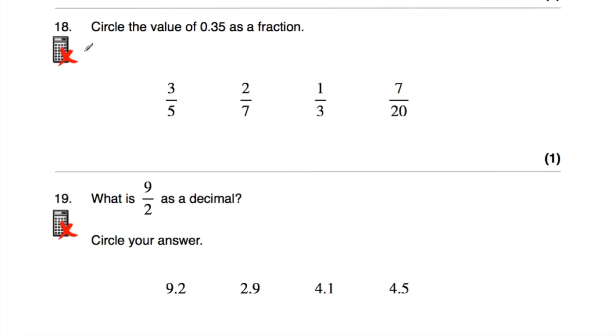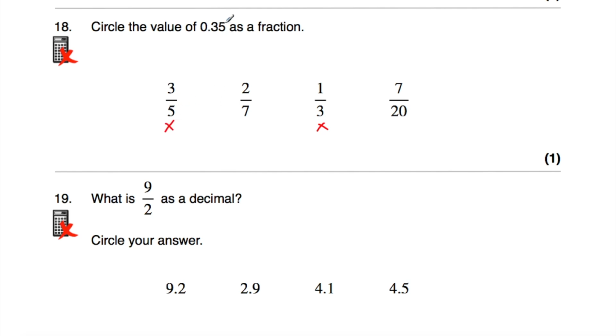Okay, question number 18. Question number 18 says circle the value of 0.35 as a fraction. So we want to change 0.35 to a fraction. Now we can actually rule some of these out straight away. I know a third is equal to 0.33333 and so on. We talked about that previously. We've also talked about 3/5 earlier. A fifth is equal to 0.2, so 3/5 would be 0.6, so it's not going to be that one.